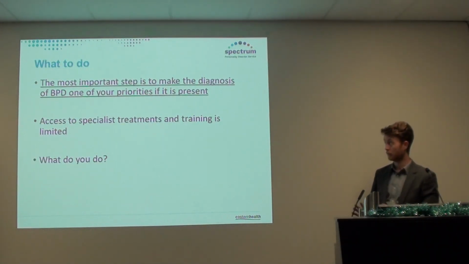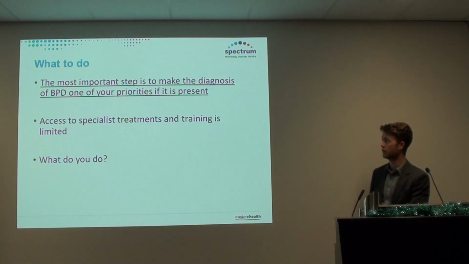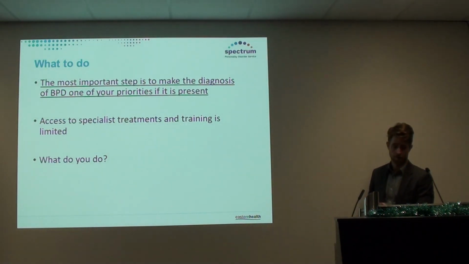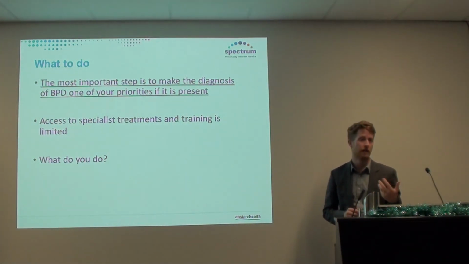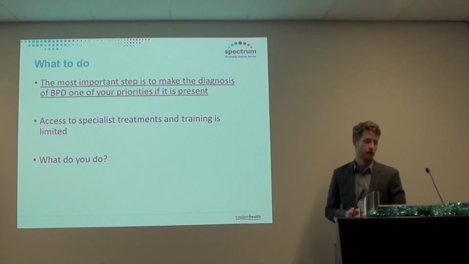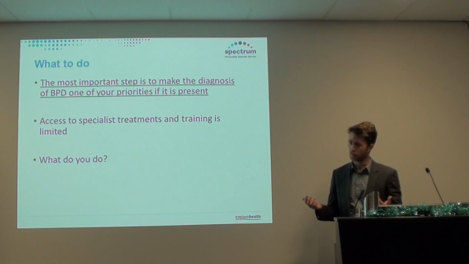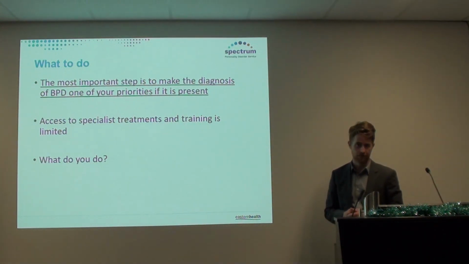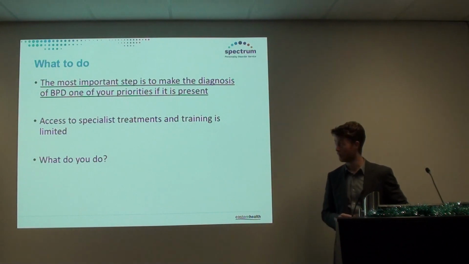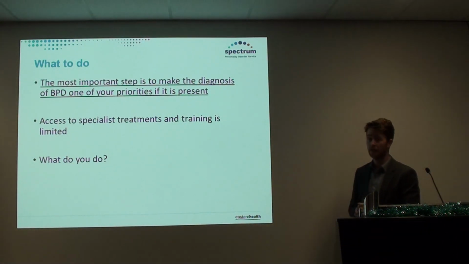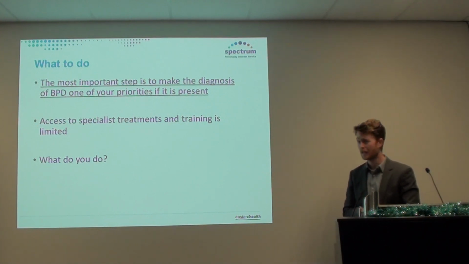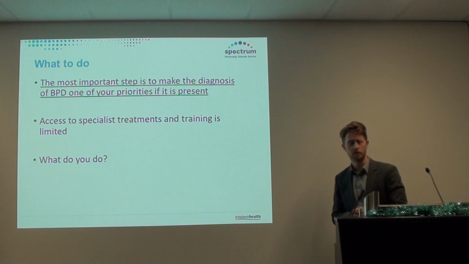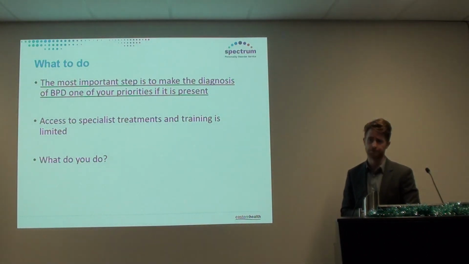So as I said before, the most important step, the critical thing to do, is to make the diagnosis of BPD one of your priorities if it's present. It doesn't have to be the priority, but you need to be thinking about treatment if you think that it's there. But then there's this big issue about access to treatment and to training. And so I'm hoping people will comment about what they do when you see somebody and you think that they have BPD. What do you usually do in terms of trying to engage, thinking about referral pathways? I don't know if anybody has a specific approach.